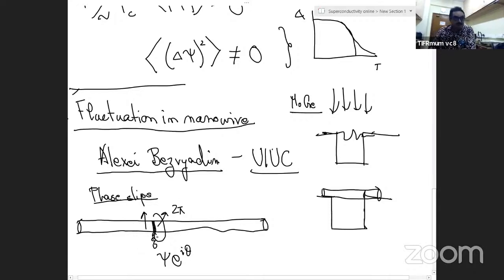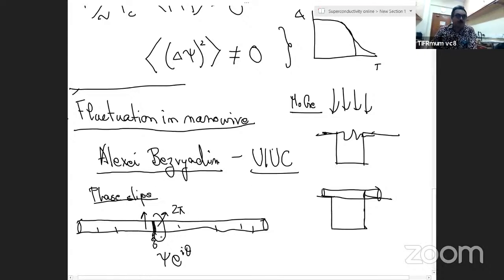When you have this kind of a phase slip, it produces a very tiny voltage. And of course, this can happen anywhere, so it can happen here, here, here. So it is statistical, and you can calculate at what probability this phase slip will be happening.